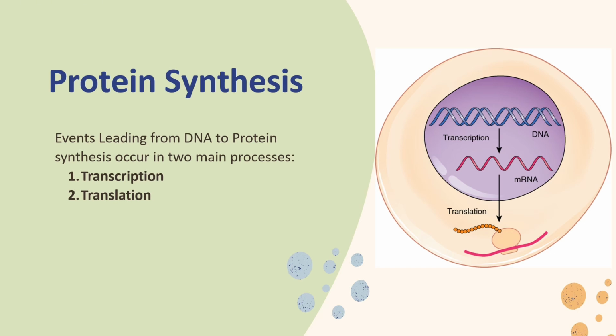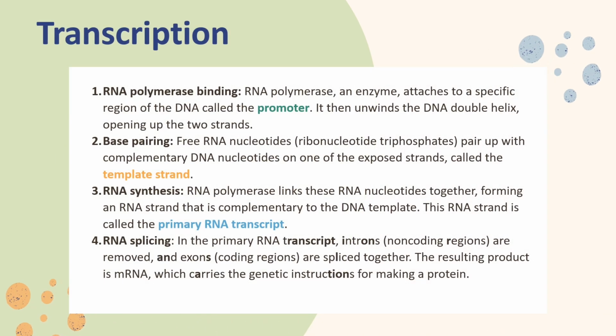Transcription is the step where DNA is copied into RNA, and translation is the step where RNA directs the assembling of proteins. So now let's talk about the steps involved in transcription. In transcription, RNA polymerase binds to a promoter region on the DNA. It separates the strands and uses one as a template to form a complementary RNA strand. This RNA, after splicing, becomes messenger RNA, and it is ready to carry genetic instructions to the ribosome.